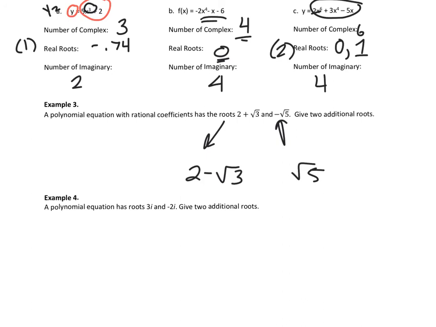Same thing with imaginary roots. They have to come in groups of 2, and they also are conjugates. So if positive 3i is a root, then negative 3i is a root. If negative 2i is a root, then positive 2i is a root.